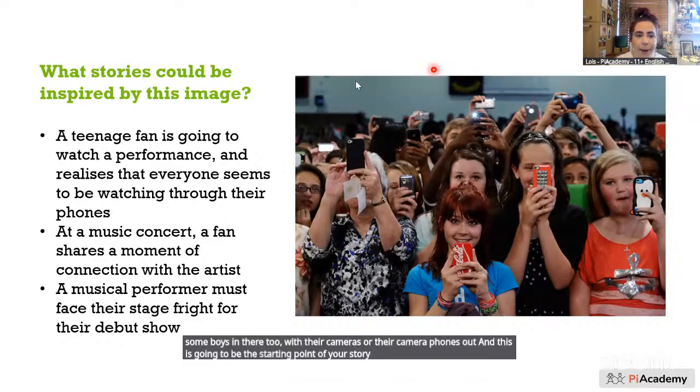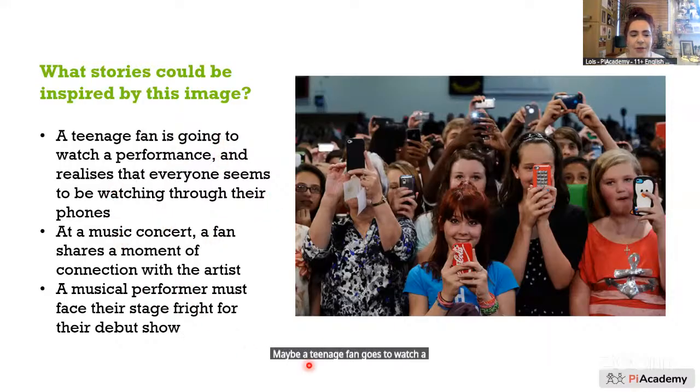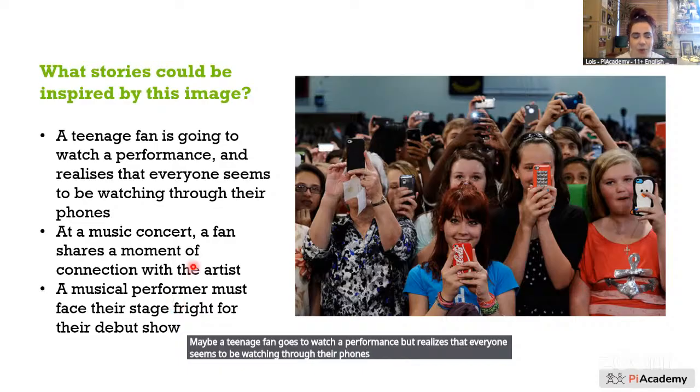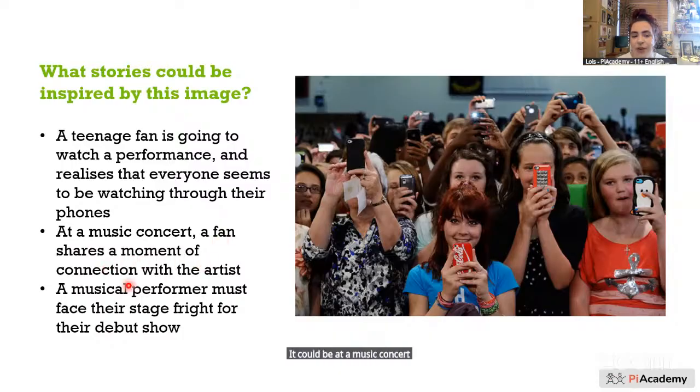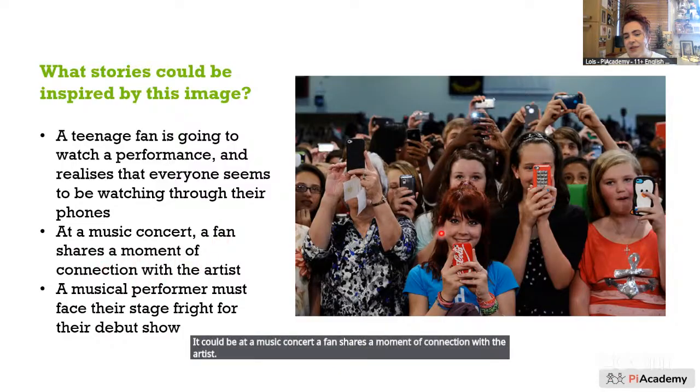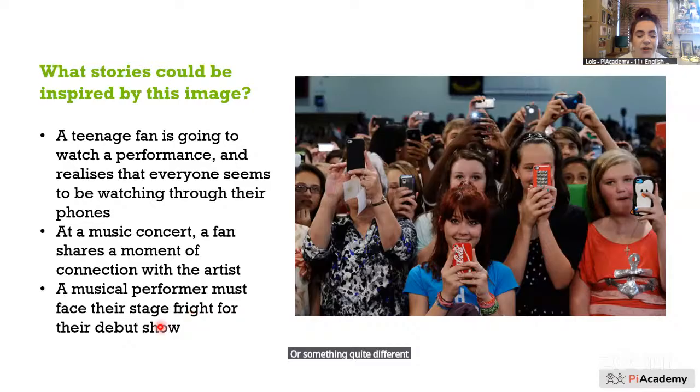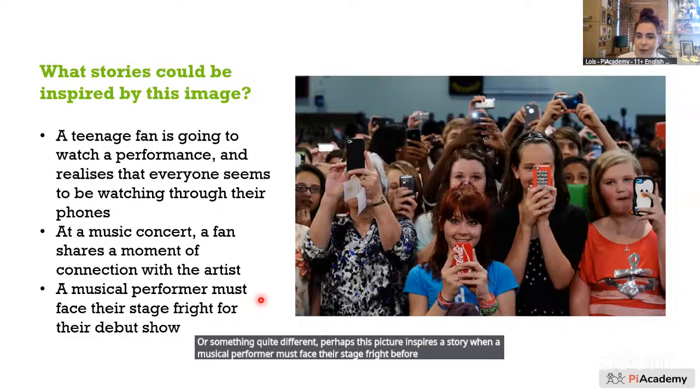So my ideas were, maybe a teenage fan goes to watch a performance but realizes that everyone seems to be watching through their phones. So that could be the starting point for the story. It could be at a music concert, a fan shares a moment of connection with the artist. I was kind of imagining this girl here who's looking directly up at the stage, and maybe that's a special moment that they share. Or something quite different. Perhaps this picture inspires a story when a musical performer must face their stage fright before their debut show. So maybe it's told from the perspective of someone not actually in the picture, but this is just the audience that they're going to face.